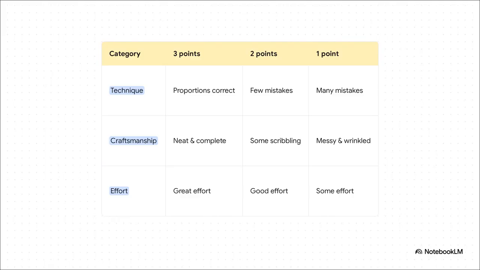This is where the magic really happens. Look at this. A task as subjective as drawing a self-portrait suddenly becomes scoreable because it's broken down into technique, craftsmanship, and effort. And notice, it's not just good or bad. For each category, there are really clear descriptions for what a 3, a 2, or a 1 looks like. This is that blueprint for quality in action.